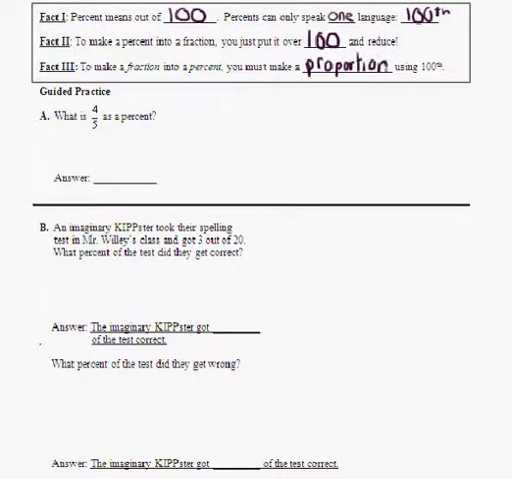But to make a fraction into a percent, you must make a proportion using hundredths, and we've done this before with decimals. I actually think this is a little bit easier with percents. It's a three-step process that we've done before. What is 4/5 as a percent?